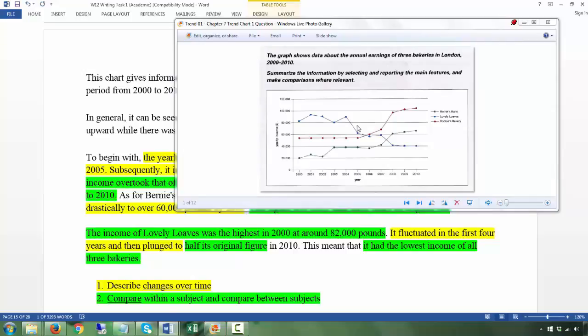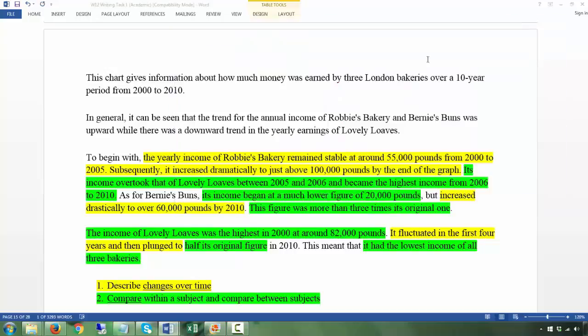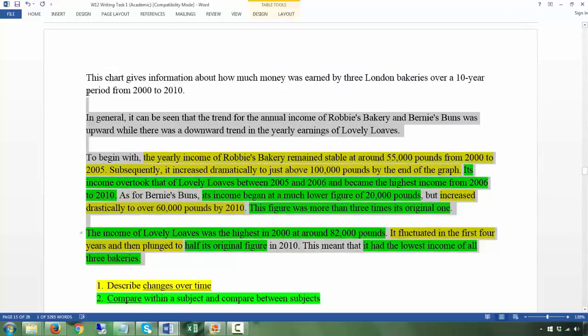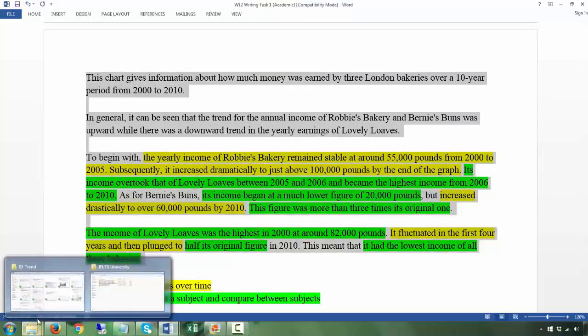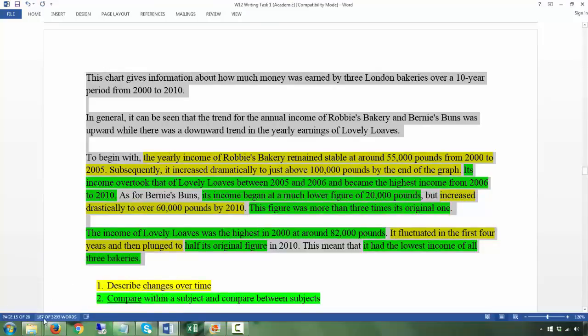Do you have enough time? Do you have enough space? And then I put this meant that it had the lowest income of all 3 bakeries. Again, I'm comparing, saying it is the lowest. Just now I said it as highest. Now I say it's the lowest. So how many words is this? This is already 187 words.